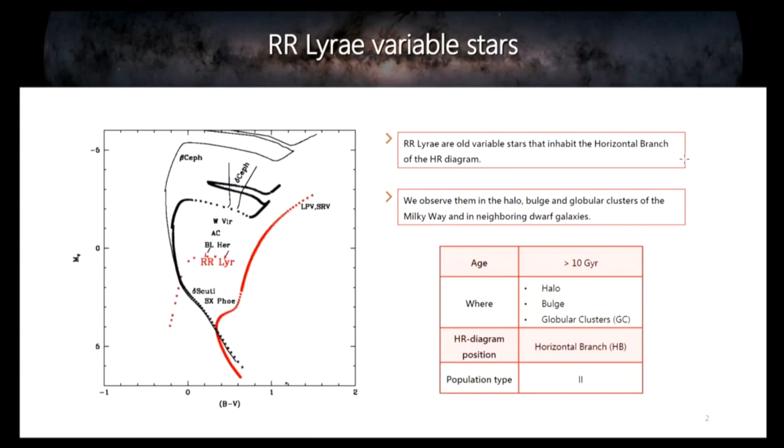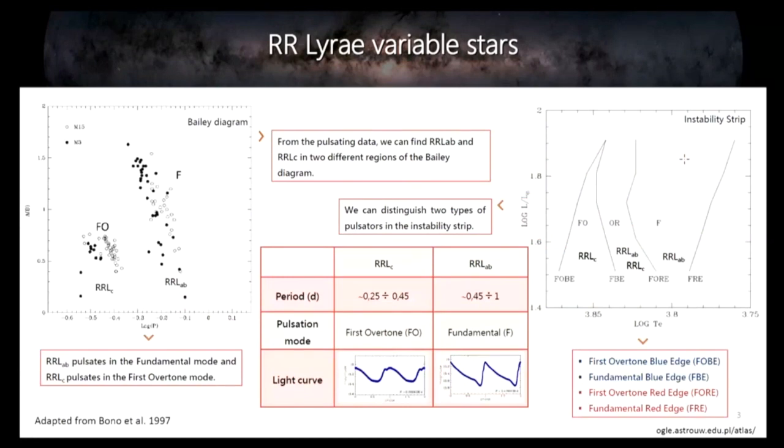RR Lyrae are variable stars. They inhabit the horizontal branch in the Hertzsprung-Russell diagram. They are population 2 stars, and their ages exceed 10 gigayears, so we can find them inside the galactic halo, bulge, and globular clusters. Their stellar atmospheres are characterized by radial pulsation, so we can distinguish 2 different types of pulsator, RRc and RRab.